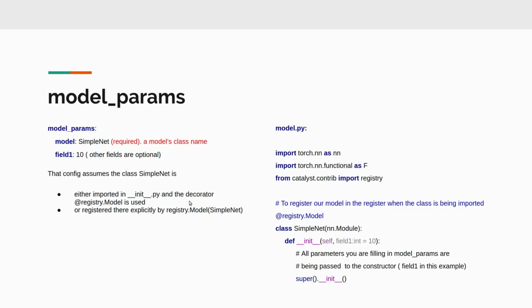The second, we can register the model explicitly via the same method as for the decorator, registry.model, which requires the registering class. Other parameters which have been set in model params will be passed to the constructor of the model.